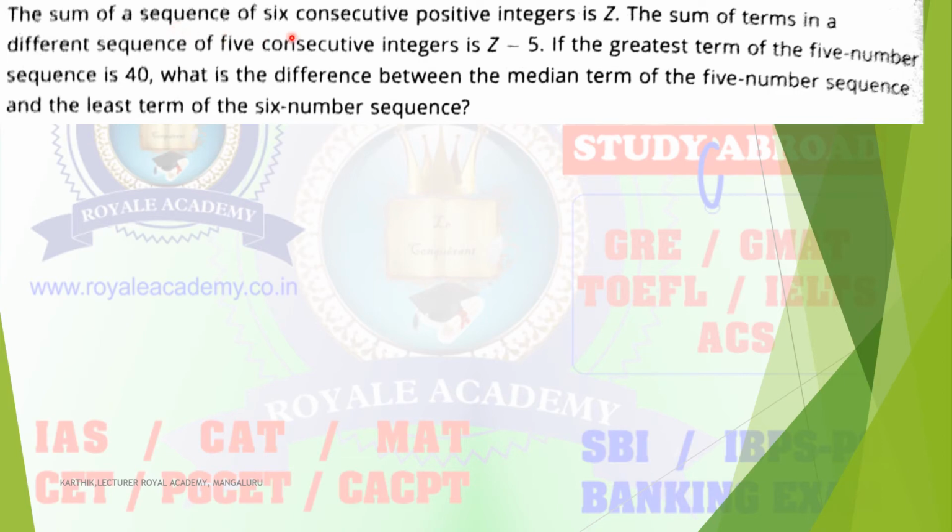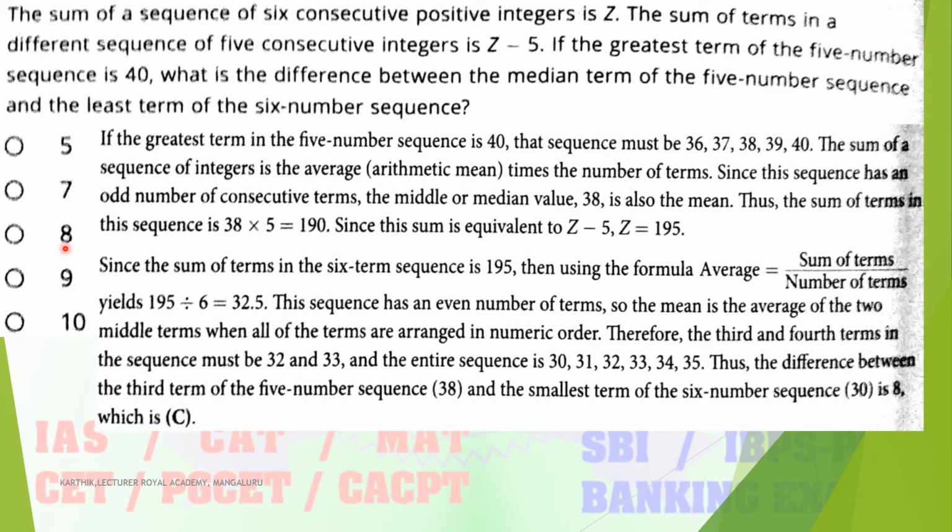So the total sequence of 6 consecutive positive integers, that is nothing but z. Then the 5 consecutive positive integers, that is z minus 5. Next, the greatest number is 40, that is given. You have to find the difference between the median of the 5 number sequence and the least number in the 6 number sequence. So how to determine? These are the options. From that you can determine.